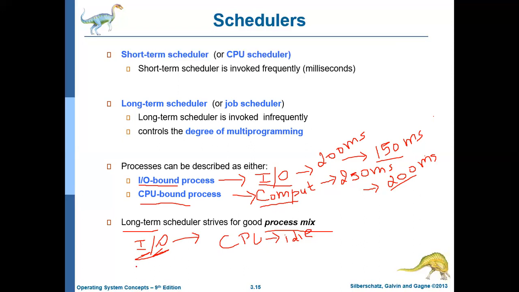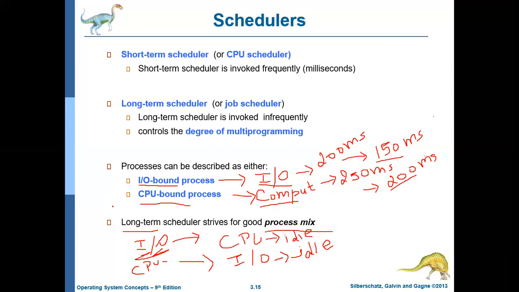On the other hand, if most of the processes were CPU bound, then what will happen? Most of the time, the processors will be spending on computation, and the IO devices will be idle, or underutilized. So both should not happen. The CPU should not be underutilized, and the IO devices should not be underutilized either. To ensure that, the long-term scheduler should make sure that at any point of time, the ready queue contains a good mix of CPU bound processes and IO bound processes.